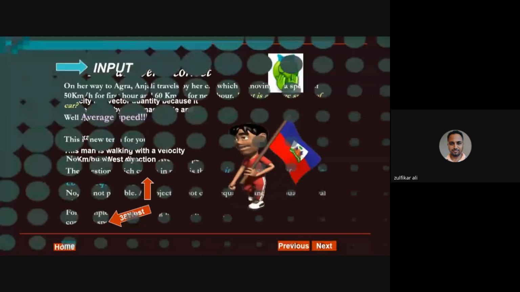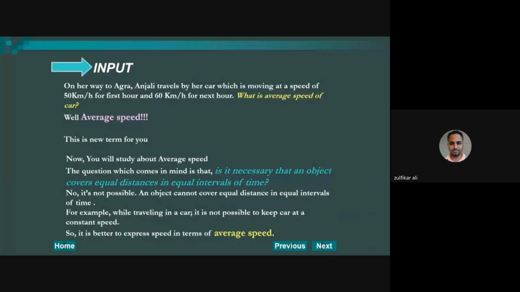Now next. Now the input is given, and already you have studied that the matter is divided into small inputs, and the language is quite simple and interactive. Now let us read it. On her way to Agra, Anjali travels by her car, which is moving at a speed of 50 km per hour for the first hour and 60 km per hour for the next hour. What is the average speed of the car? Well, average speed, this is a new term for you. Now you will study about average speed.